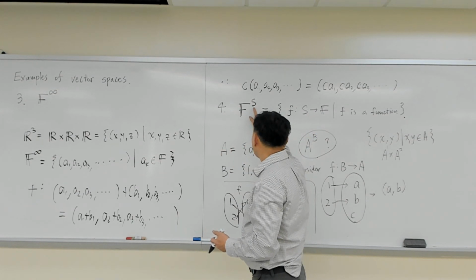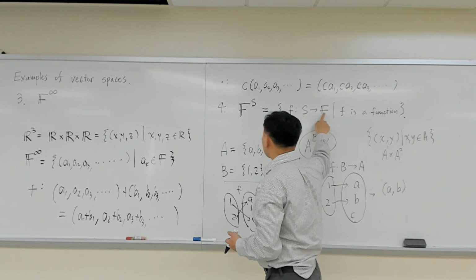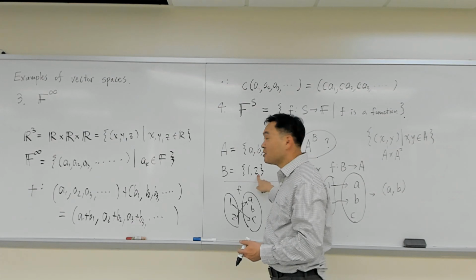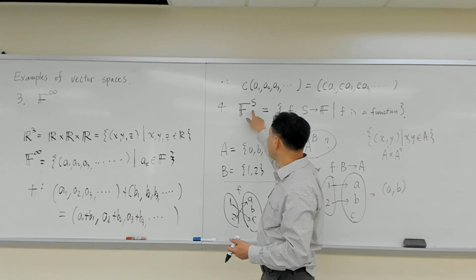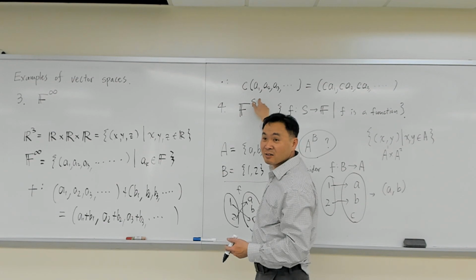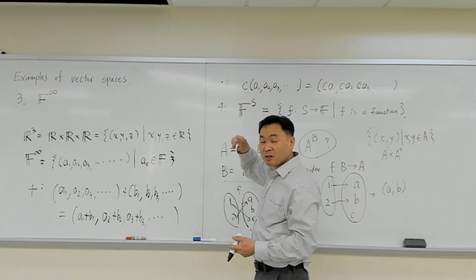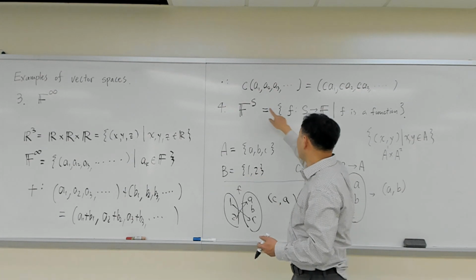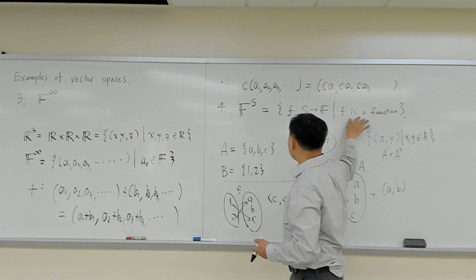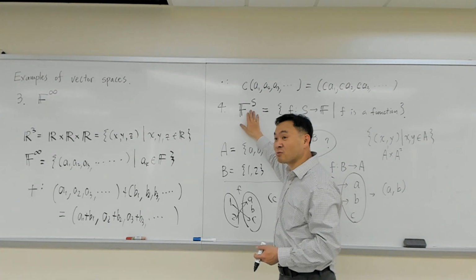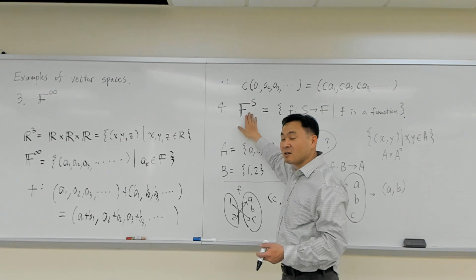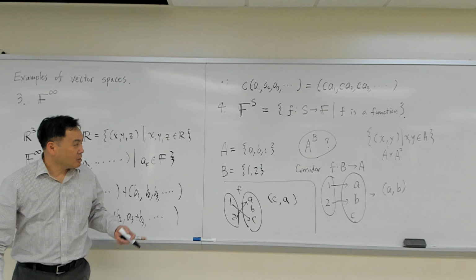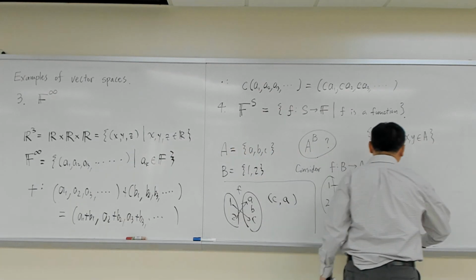See, if you have a function from s to f, and if s is like 1 and 2, right? In that case, if this is size 2, this is isomorphic to f squared. That's why you have this notation. If you have 1, 2, 3, 4 as your s, then this space will be isomorphic to f to the 4th power. Yeah.